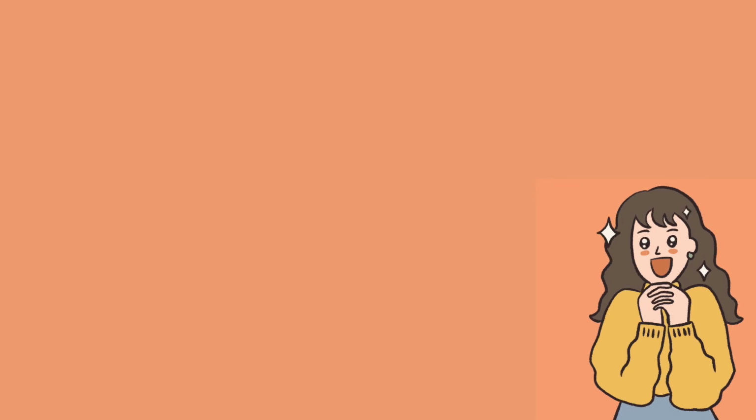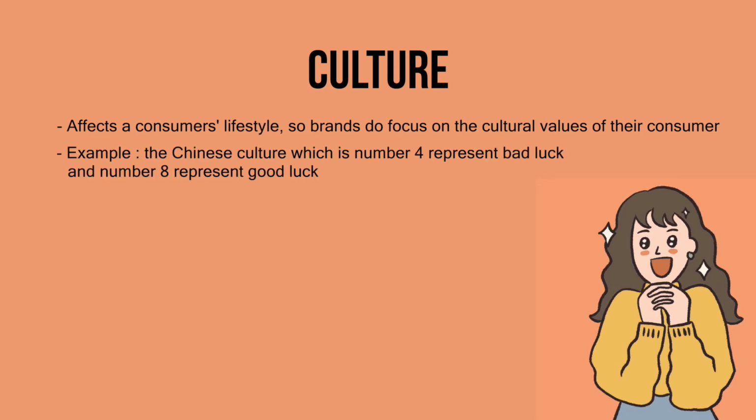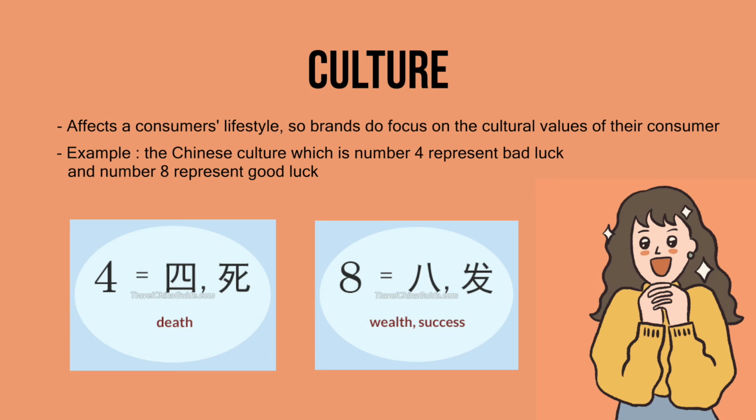We move to the next external factor, which is culture. Basically, culture affects a consumer's lifestyle, so brands do focus on the cultural values of their consumers in order to make them believe that they really know their consumers well. For example, in Chinese culture, the number 8 represents good luck and fortune, whereas number 4 represents bad luck. Brands can use this as their pricing and marketing strategy. Brands can avoid putting number 4 in the price and put number 8 instead to increase their sales.